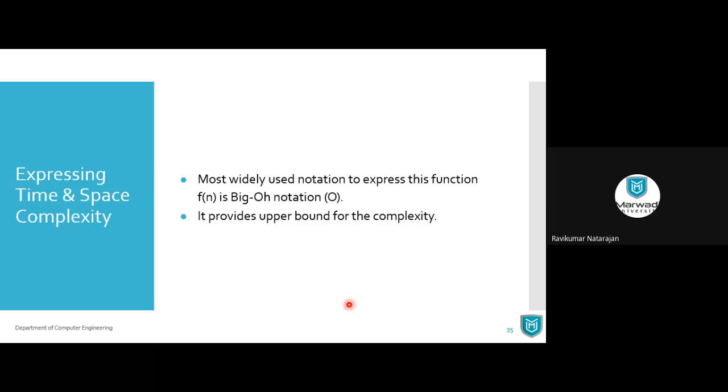Here, big O provides the upper bound of the complexity. If you want to calculate the upper bound, you will say big O of n, or n square if it is going exponential, right?